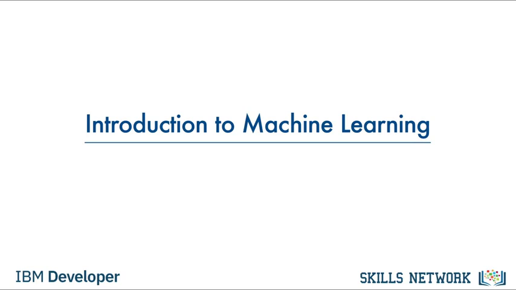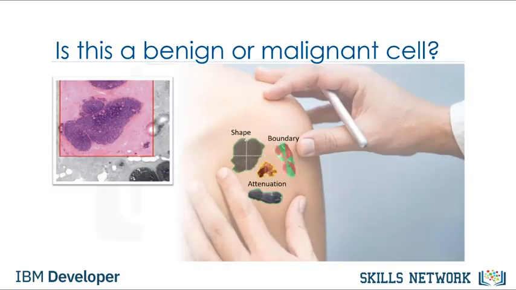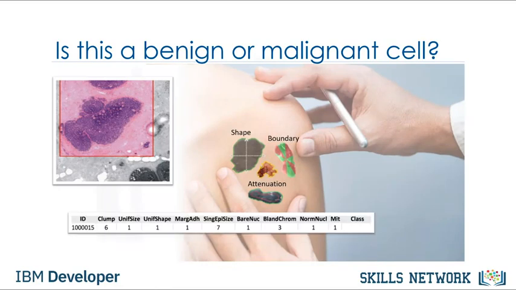So let's get started. This is a human cell sample extracted from a patient, and this cell has characteristics. For example, its clump thickness is 6, its uniformity of cell size is 1, its marginal adhesion is 1, and so on. One of the interesting questions we can ask at this point is: is this a benign or malignant cell?